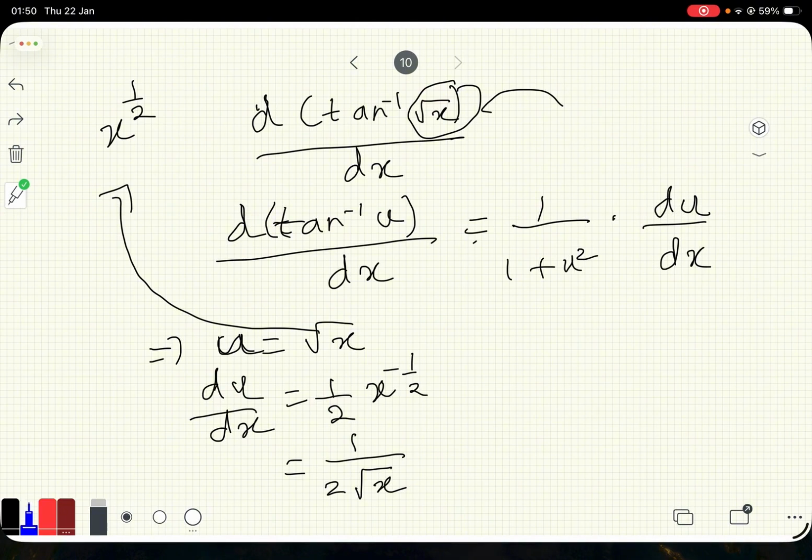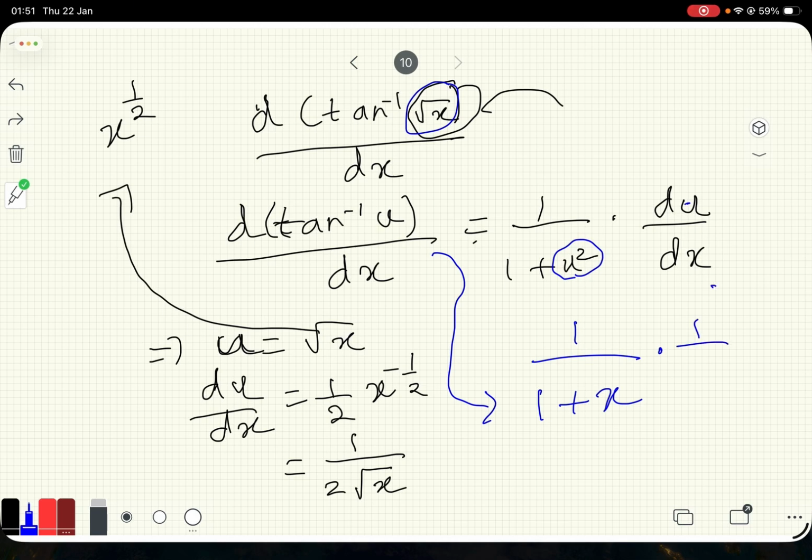Now let's solve this question properly. 1 over 1 plus that something squared. What's our something here? Root of x. The square of root x is x itself, and you multiply by du over dx, which is 1 over 2 root x. So your final answer would be 1 over 2 root x times (1 plus x). A very simple identity.